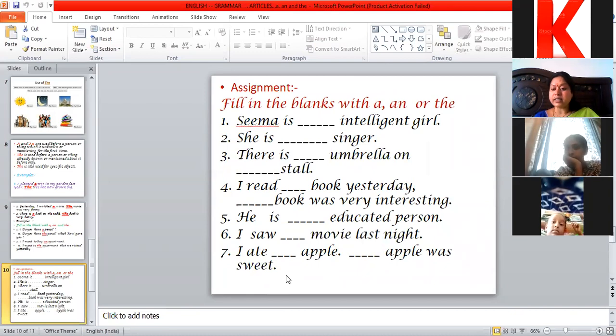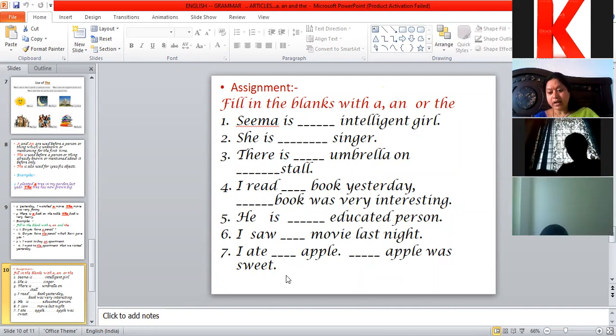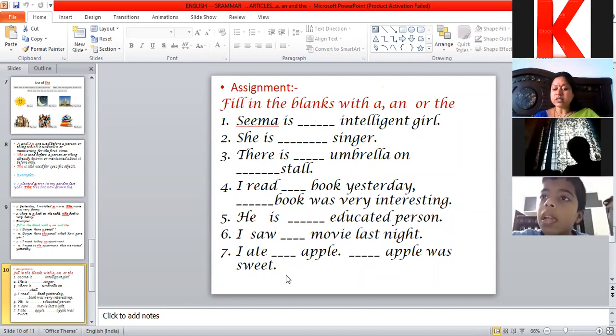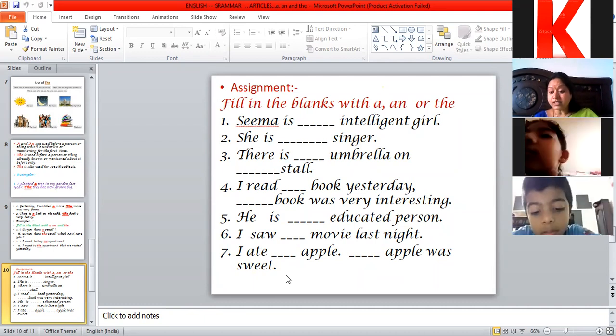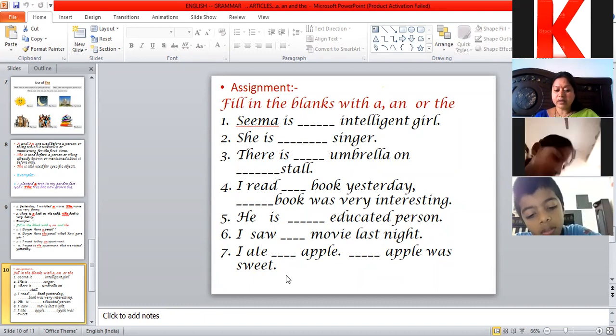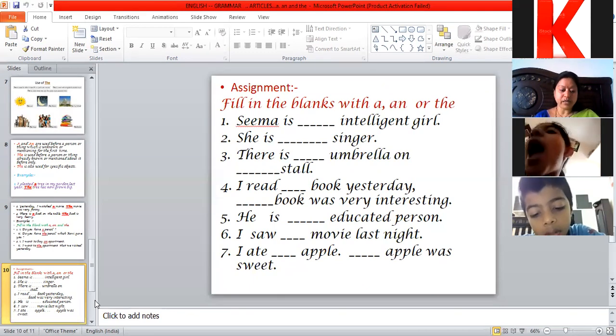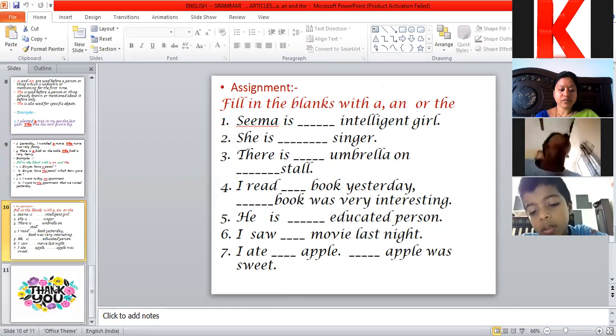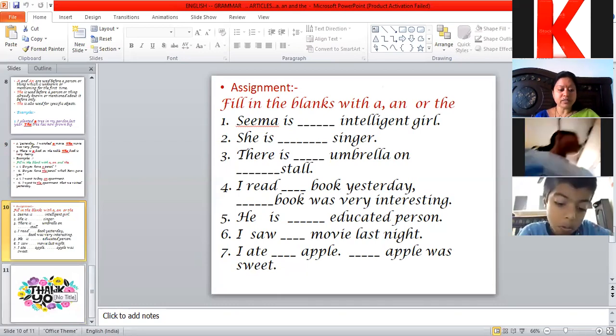Yes, children, is it clear for you? When you should use a, when you should use an. Yes, ma'am. Basic rules I have explained to you. Okay? I hope you understood this.